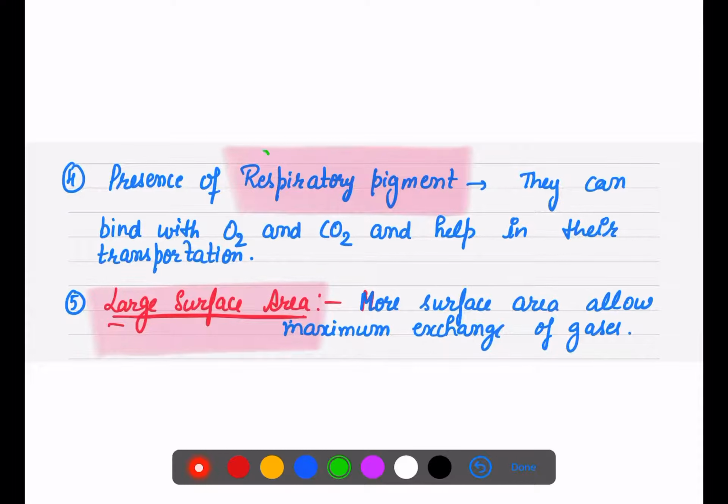Then there should be some respiratory pigments present, which help in binding with the gases, oxygen and carbon dioxide, and help in their easy transportation.